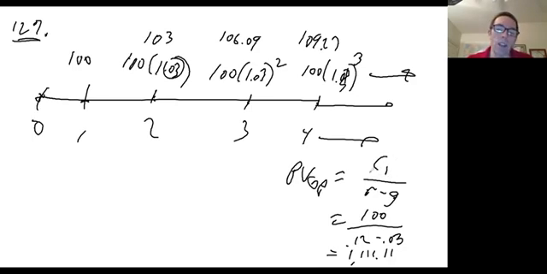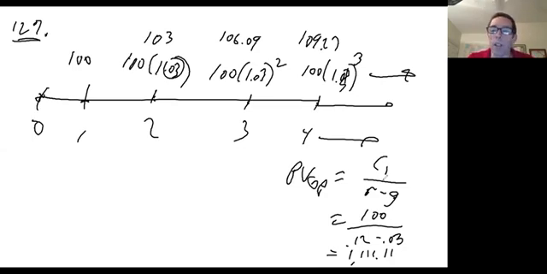So what it tells us is that there's not enough money to be able to provide a growing perpetuity if the growth rate is equal to or greater than the discount rate. So the discount rate, R, has to be greater than the growth rate in order to be able to fund this growing perpetuity. So that's one of the first rules.